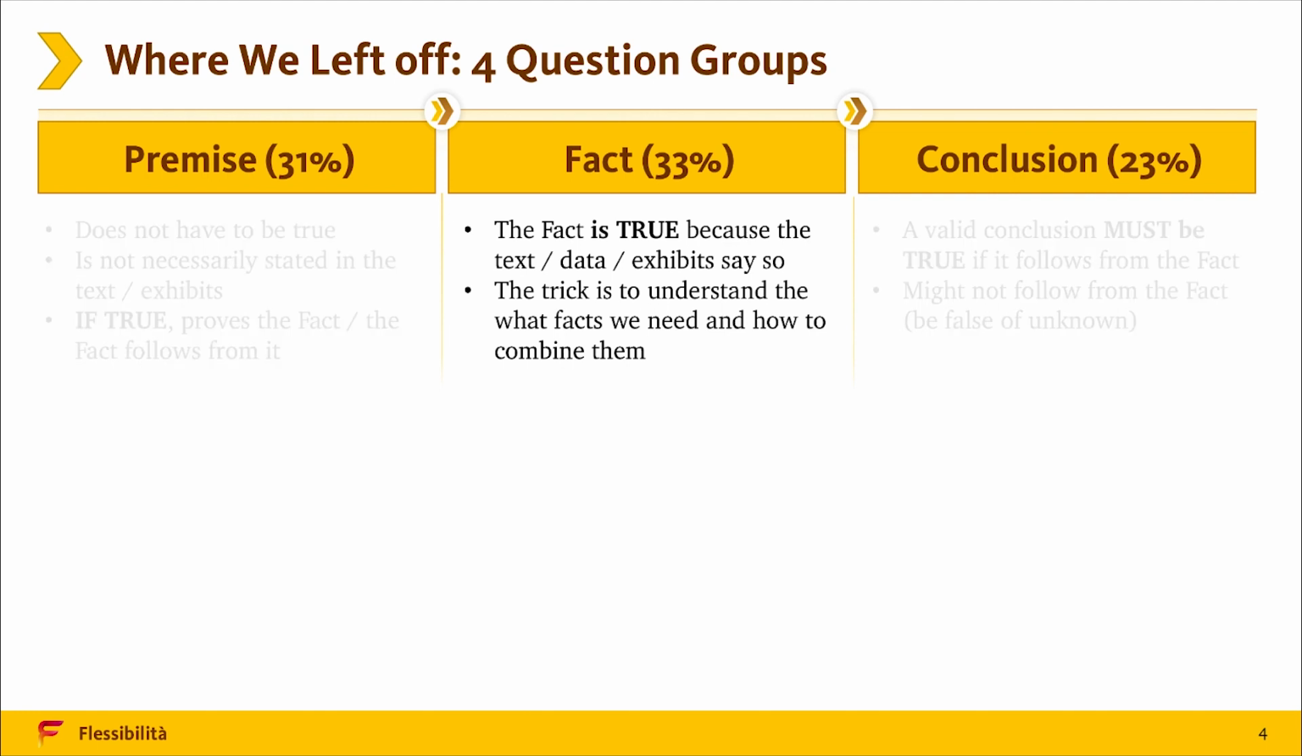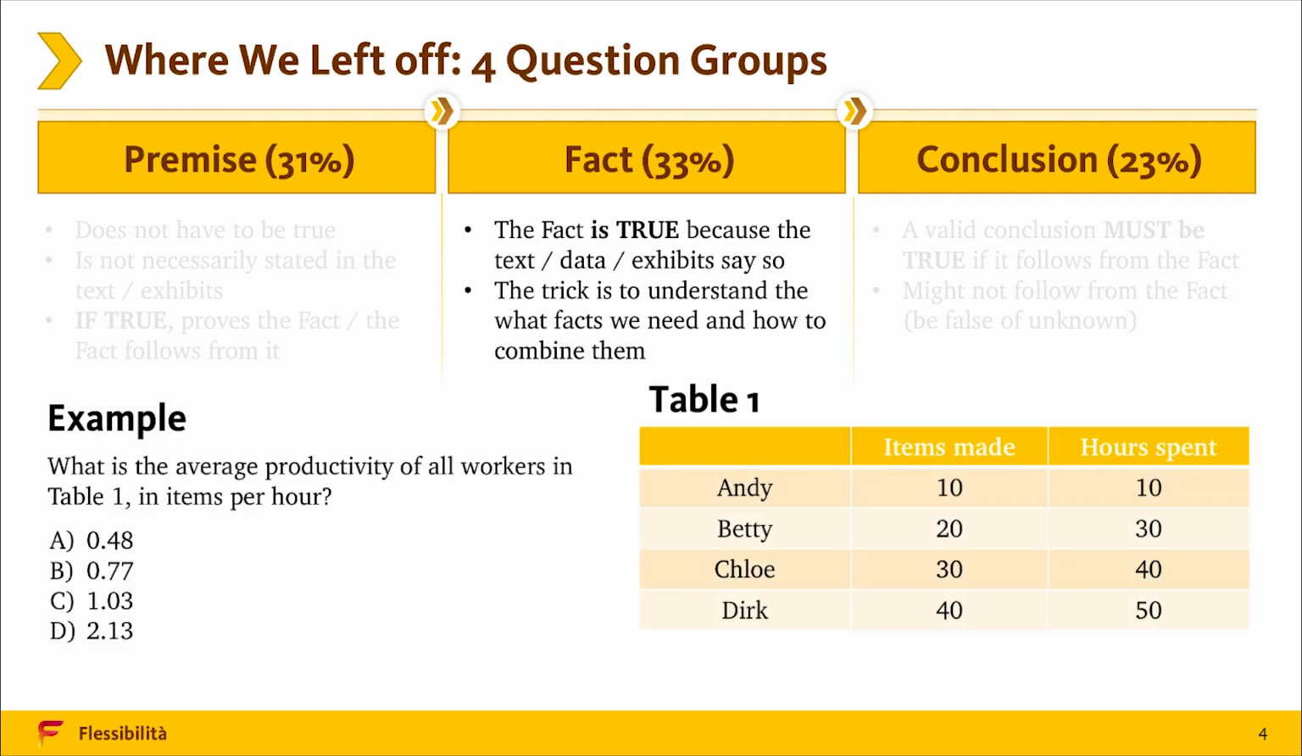Let us look at an example of a fact question. What is the average productivity of all workers in Table 1? First of all, what is productivity? Productivity is output divided by input, right? Output is items made, while input is hours spent. Now we need average productivity. In PST, that means we need to sum up all outputs and divide by all inputs. Worker by worker division is not necessary. It would take just too much time.